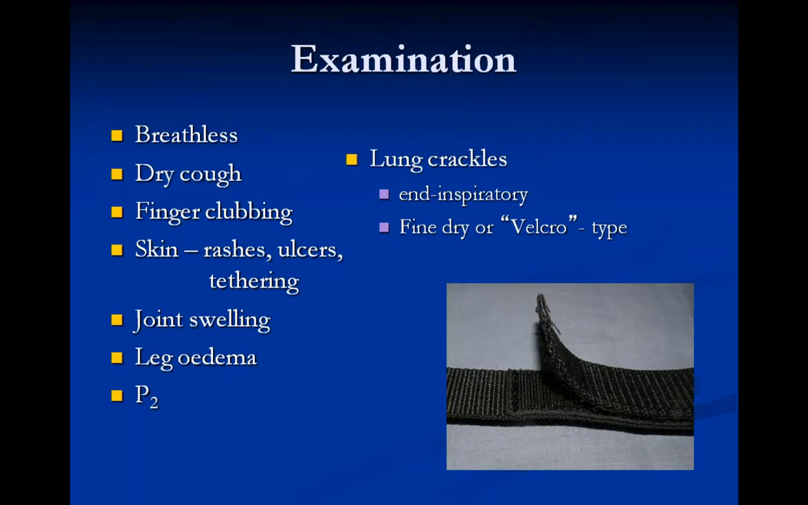So, physical examination of interstitial lung disease. Basically, the patients come with a history of progressive breathlessness. Of course, they may even come with acute breathlessness, but generally they will come with progressive breathlessness. Dry cough will be there, finger clubbing will be there, and skin may show rashes, ulcers, and joint swelling in associated connective tissue disorders. There may be leg edema if there is associated cor pulmonale or pulmonary hypertension, and you may be able to hear a loud P2.